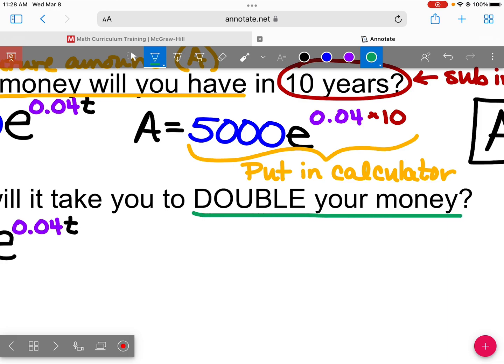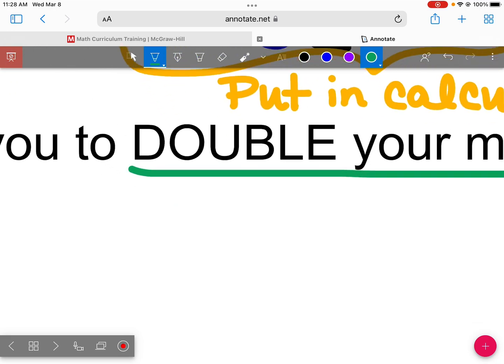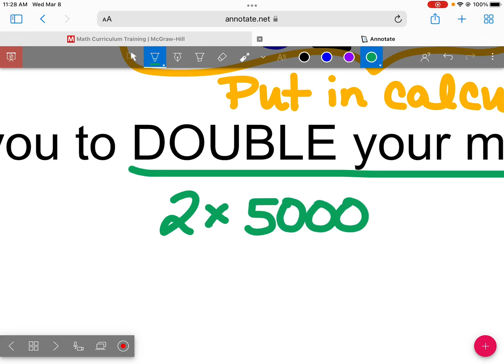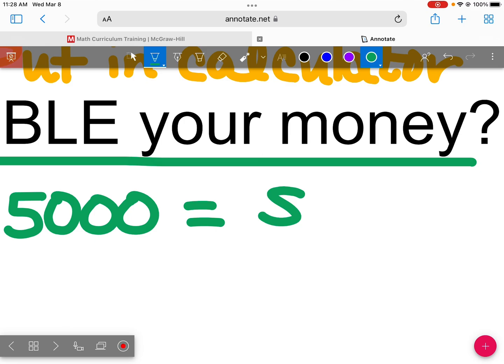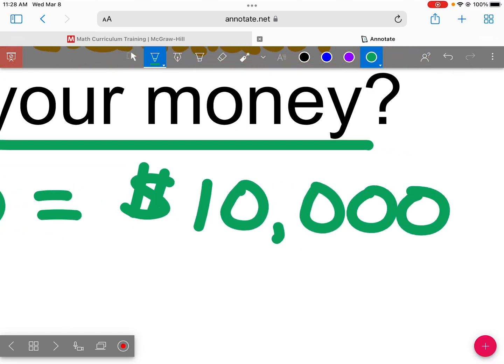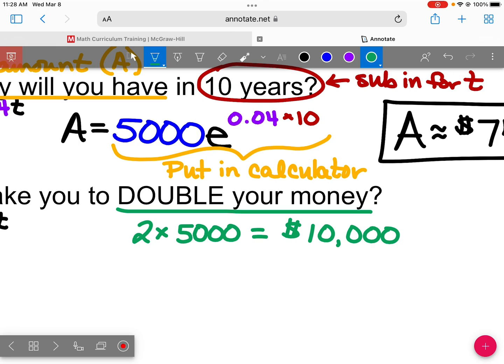We're going to find T. We're not doing some guess and check. What is double your money? 10,000. This is 2 times the 5,000 that you started with. So that would be 10,000. Do you have that 10,000 right now? No. So where would it go here?